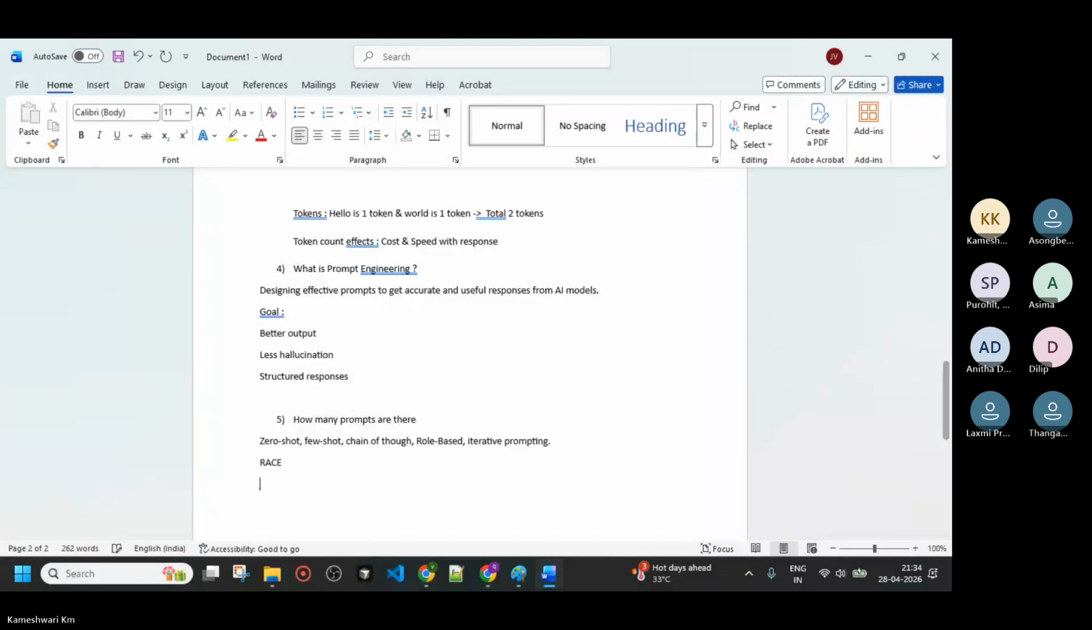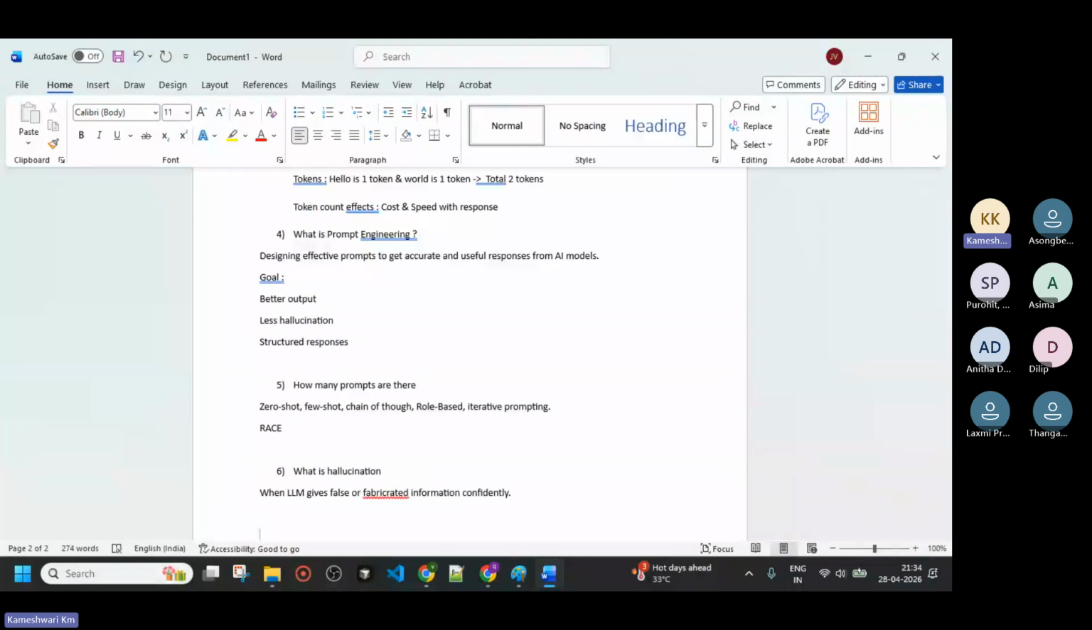The most common question in interviews is definitely hallucination. Before going to that, we will understand what hallucination is. It is when an LLM gives false or fabricated information confidently. So how can we identify hallucination?